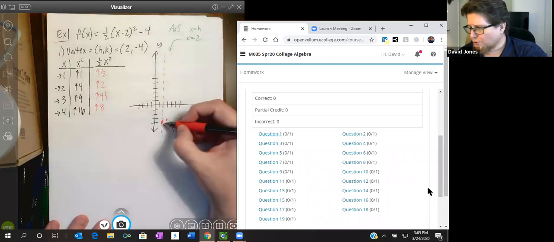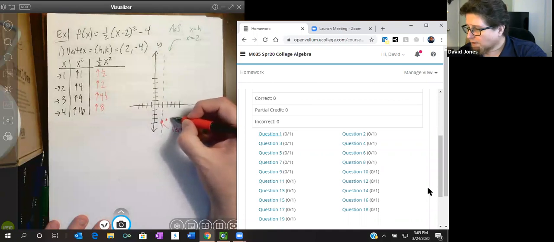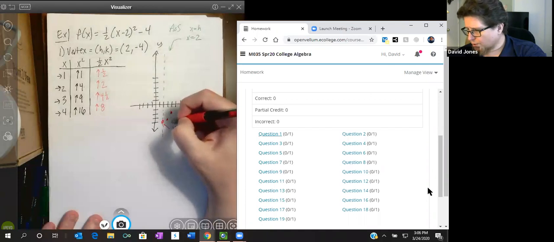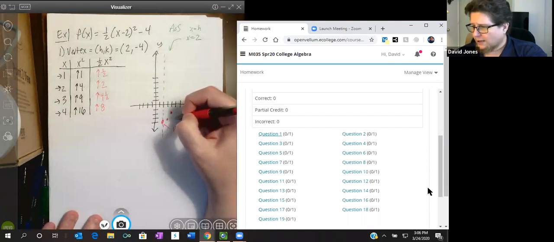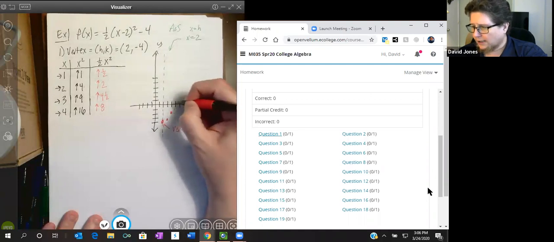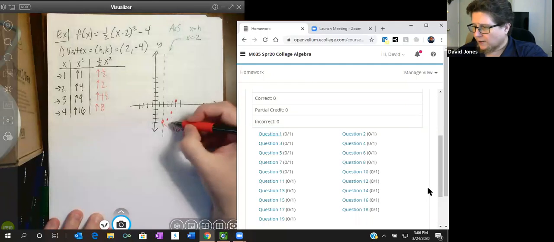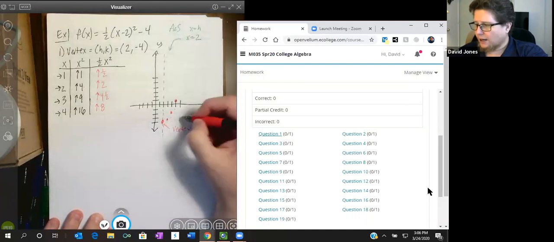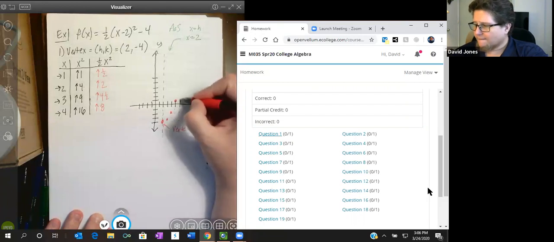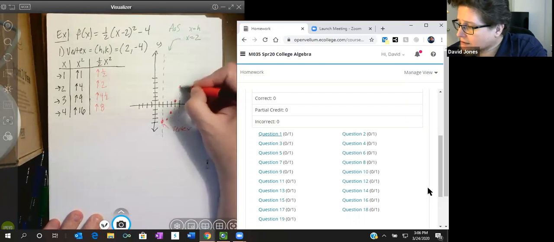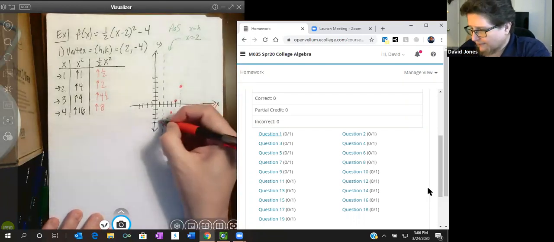When I go right 2, I'm going to go up 2. When I go right 3, 1, 2, 3, I'm going to go up 4.5. 1, 2, 3, 4.5. And if I go right 4, I got to go up 8. 1, 2, 3, 4, and then 1, 2, 3, 4, 5, 6, 7, 8. And I'm going to reflect everything across.